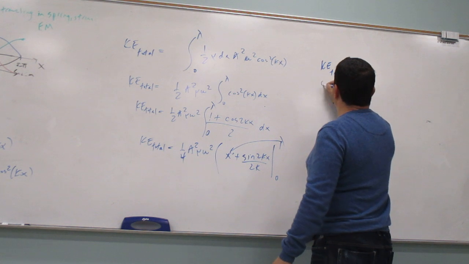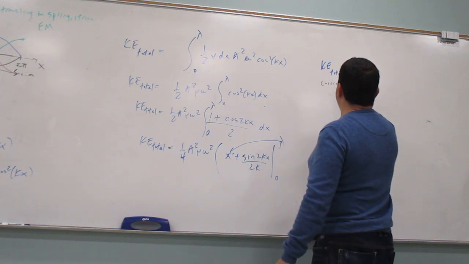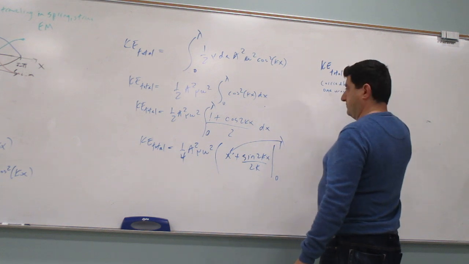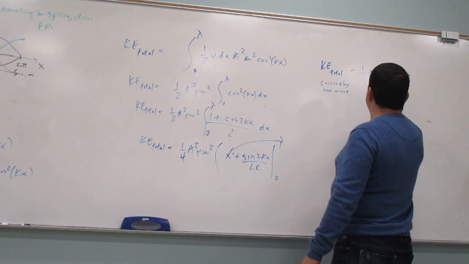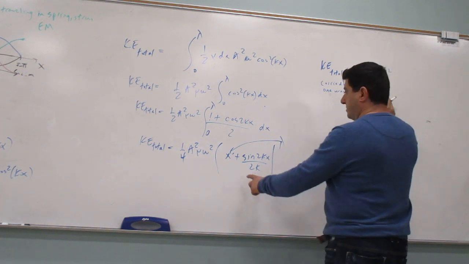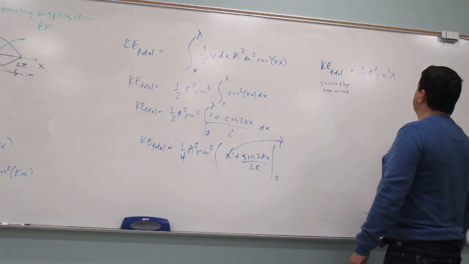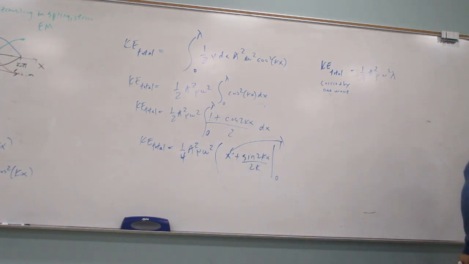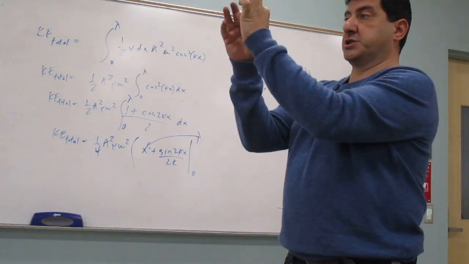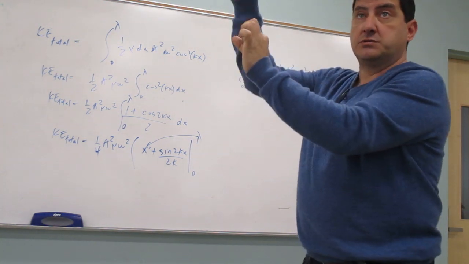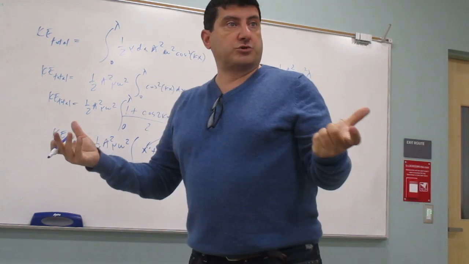Okay? Carried by one wave. So quarter a squared w squared times lambda. What does mu represent? The mass thickness of the string, right? If you use a thicker string like a big rope, right, it's going to carry more weight.